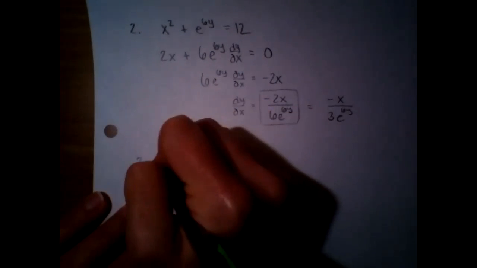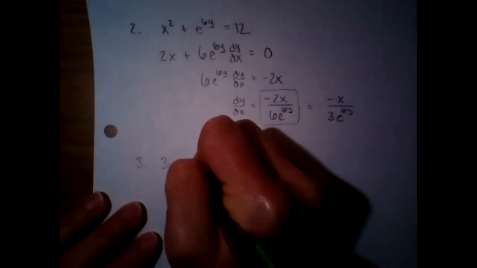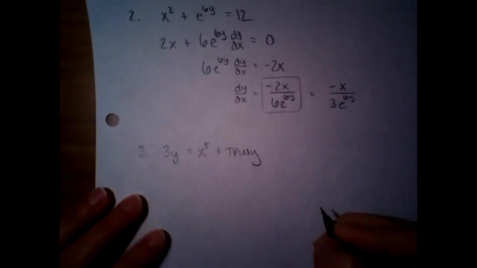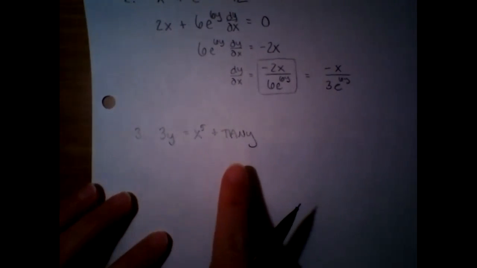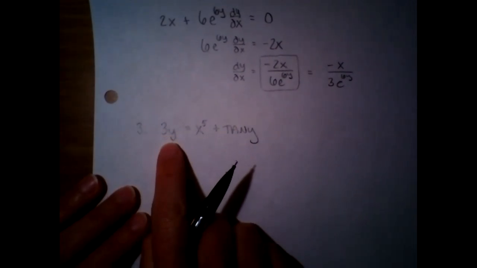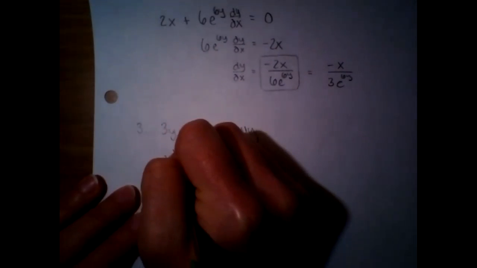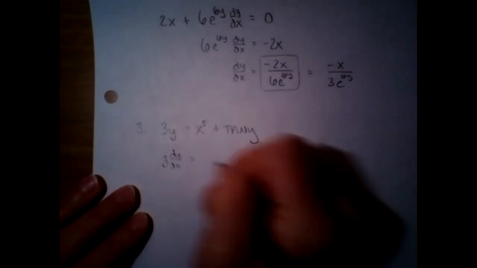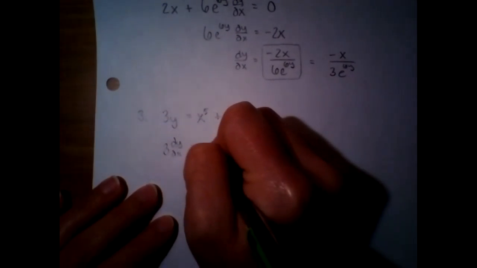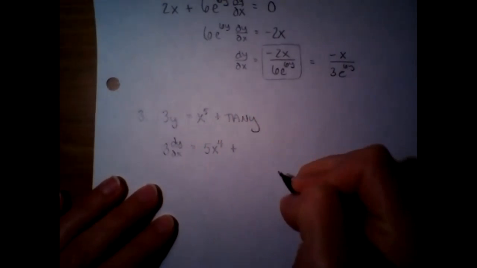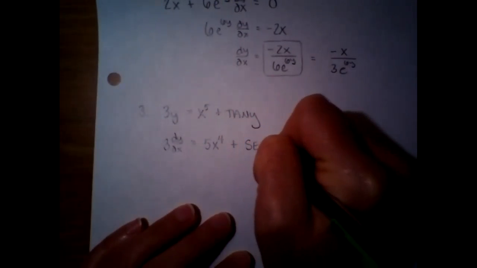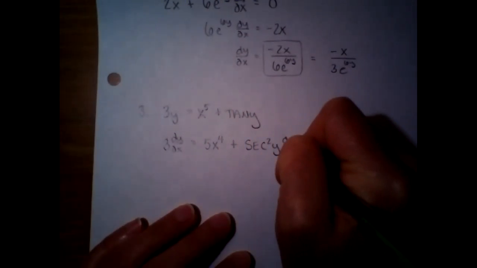All right, and then number 3 was the same thing. It was just find dy/dx. So we're going to do the derivative of each term, and then we'll get dy/dx by itself. So the derivative of 3y is 3 dy/dx. The derivative of x to the 5th will be 5x to the 4th. And then the derivative of tangent of y is secant squared of y times dy/dx.